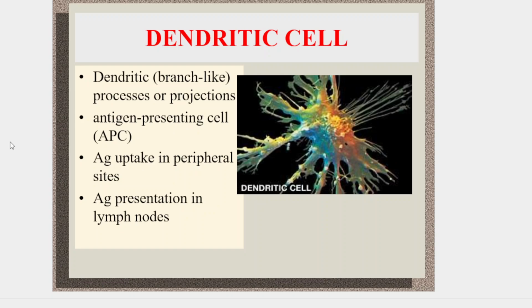The primary function is the antigen presentation to T cells, leading to the initiation of adaptive immunity. They are highly efficient at this process. Antigen presentation to the T cells is carried out by the dendritic cells. In the lymph nodes, mature dendritic cells present the processed antigen peptides bound to major histocompatibility molecules to naive T cells.